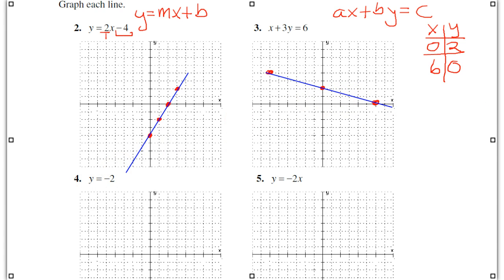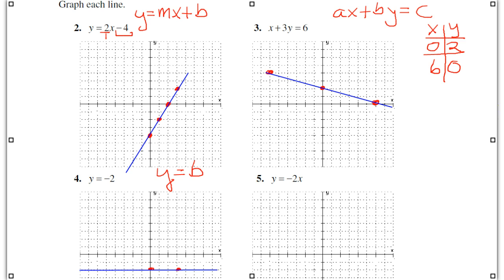Now for something like number 4, this is in the form of y equals b, where b is our y-intercept. So we know this is a horizontal line going through -2, and then any other point that you make. So when we draw the line, it looks like so.